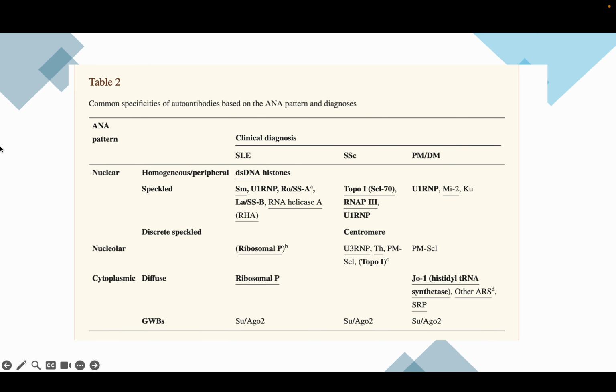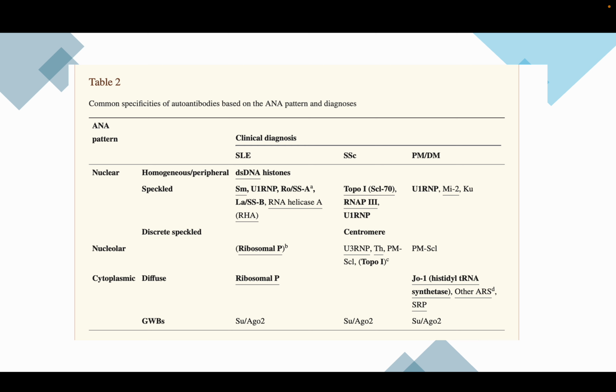So these are the various patterns I told you. In the case of a homogeneous pattern, most of them are related to dsDNA and histone antibodies. So this is mostly SLE. If you are finding a homogeneous pattern, then you evaluate for SLE, because that's suggestive of SLE. Always in the clinical background, you should have the clinical picture of some fever, joint pains or lupus nephritis, then you will work up. If the clinical background is not there, that might be a false positive case.